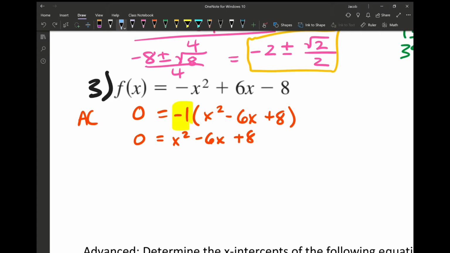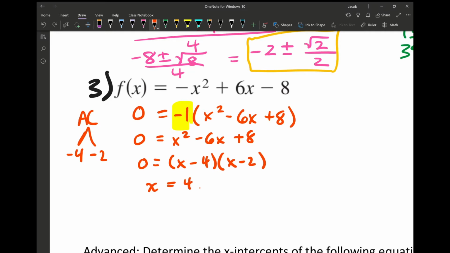So with the AC method now that we've gotten our greatest common factor out, what 2 numbers add to be negative 6 but multiply to be 8? So it looks like negative 4 and negative 2 will work out. They do. So 0 is equal to my factorization here, x minus 4 times x minus 2, and then my zeros, or my x-intercepts, x equals 4 and x equals 2. So that would be my final answer.